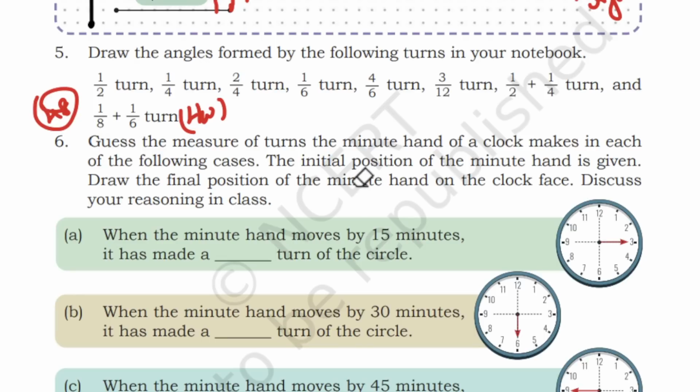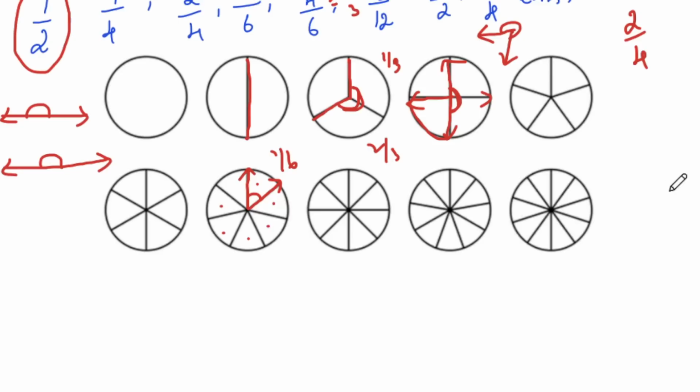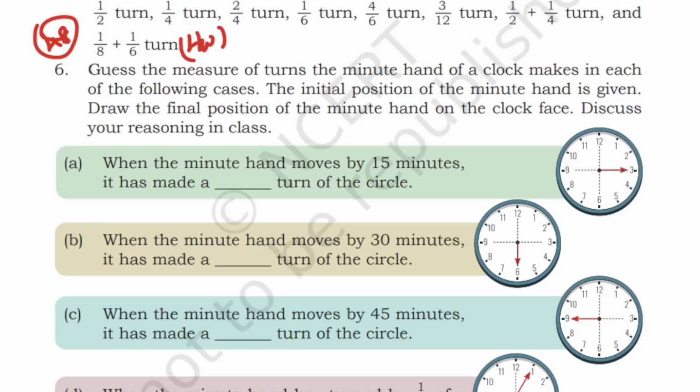Guess the measure of turns the minute hand of a clock makes in each of the following cases. The initial position of the minute hand is given. Draw the final position of the minute hand on the clock face. Discuss the reasoning in the class. Interesting one.